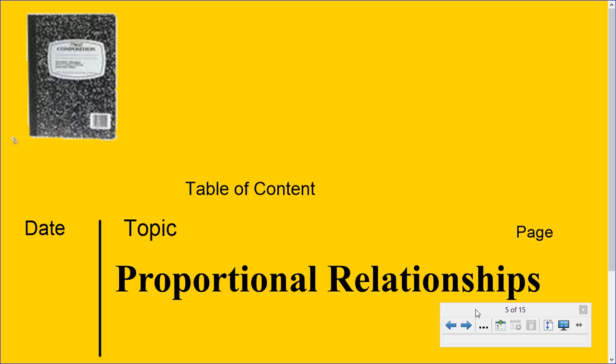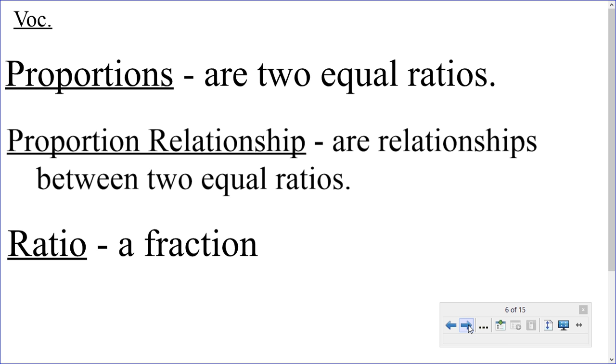So we're going to start off with our vocabulary. Proportions are two equal ratios. And remember, we talked last time about ratios of fractions, so we're talking about equal fractions. But now we're going to talk about the relationship of the equal fractions. So proportional relationships are relationships between two equal ratios. And remember, a ratio is a fraction.